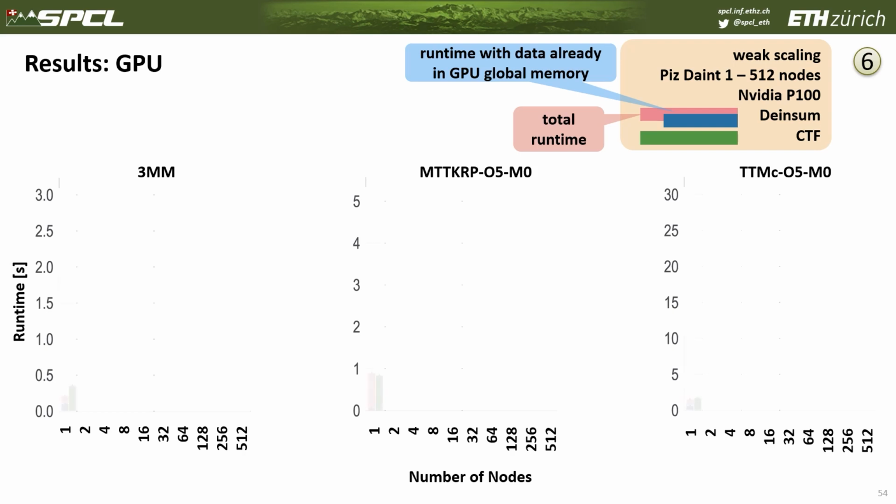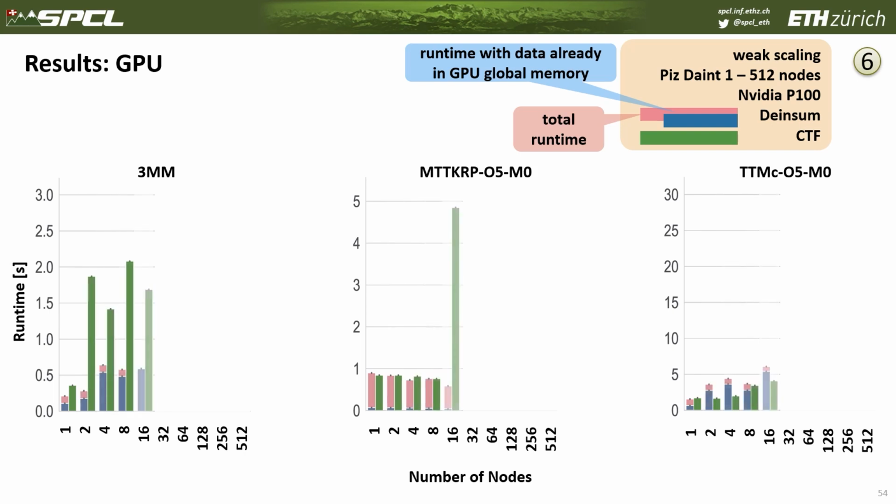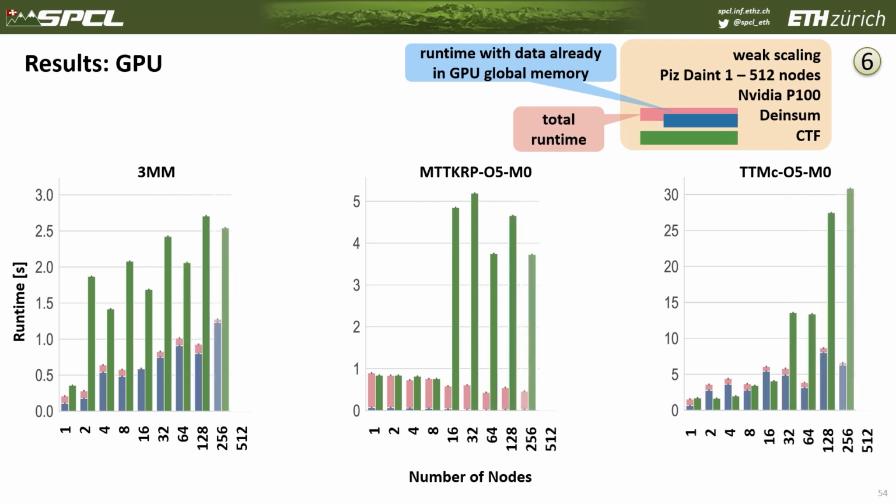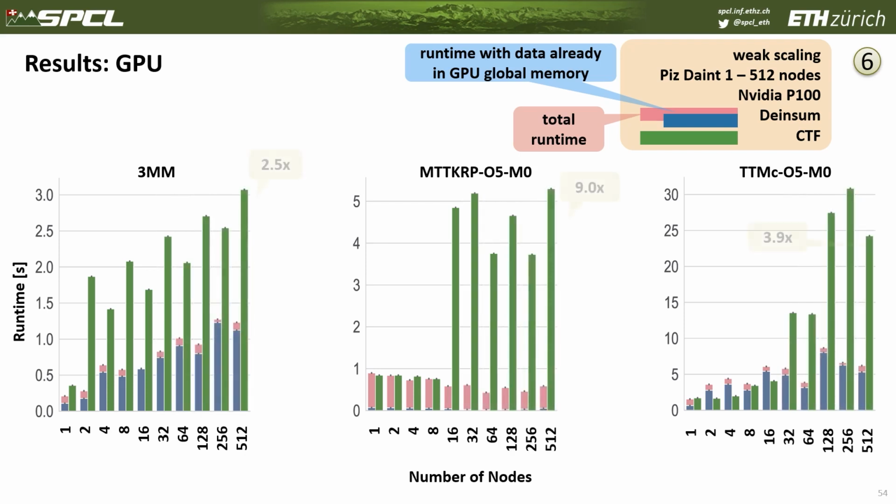So we start again with the single node execution, and again we see that Deinsum and CTF are approximately equal, again because both are going to use optimized libraries when possible. But again, as we increase the number of nodes, Deinsum scales better. Now the largest scale is 2.5 times faster in 3mm and up to 9 times faster in the MTTKRP.